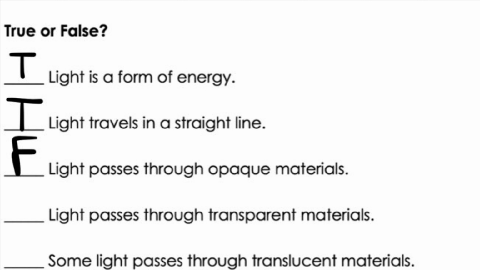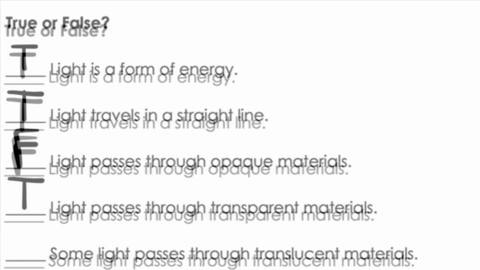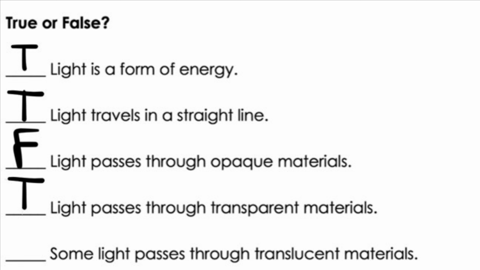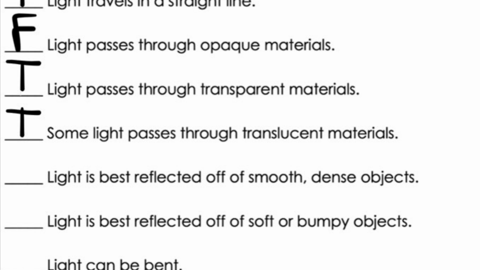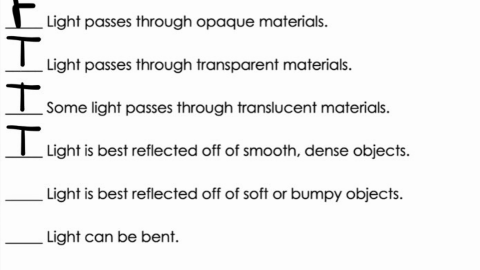Light passes through transparent materials. This is true. Light passes through glass and plastic wrap. Some light can pass through translucent materials. This is also true. Materials like copy paper, tissue paper, and pantyhose allow some light to filter through. Light is best reflected off smooth, dense, or even, I would add, shiny objects. This is true. Think about a mirror or water reflecting a mountain range.